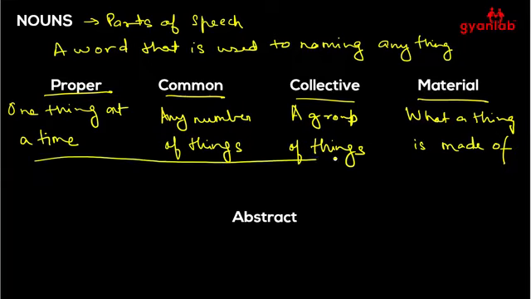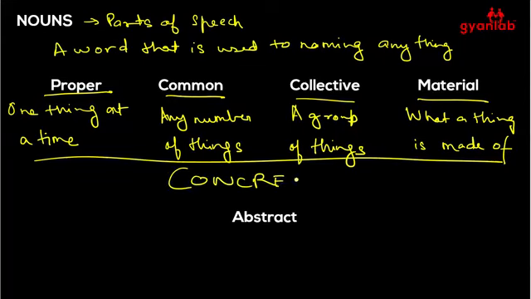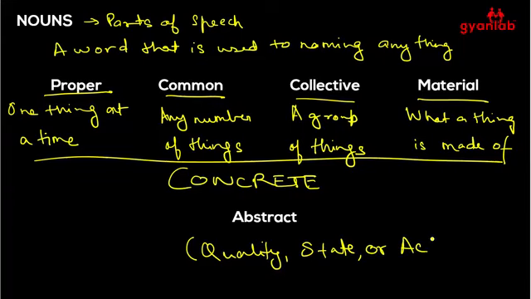All these four different types of noun are concrete nouns. Why we call them concrete nouns is something that we'll understand by the end of this video. And last is abstract noun, which is used to define a quality, a state of being, or any action. So quality, state, or action, when you have any one of these, it is known as an abstract noun. So let's get started with the first one, the proper noun.